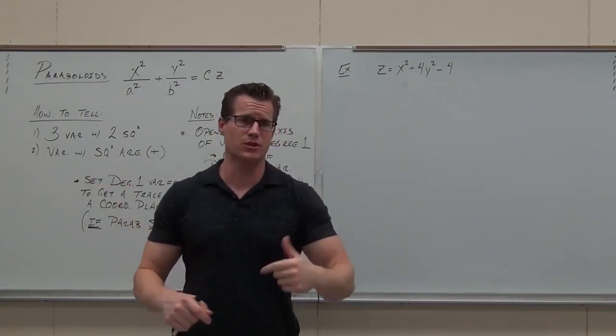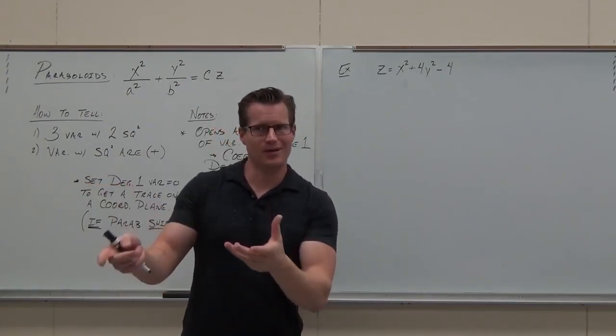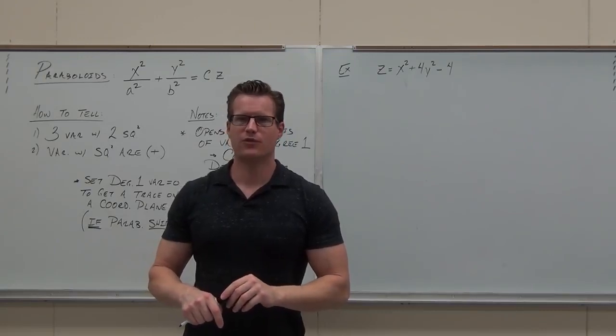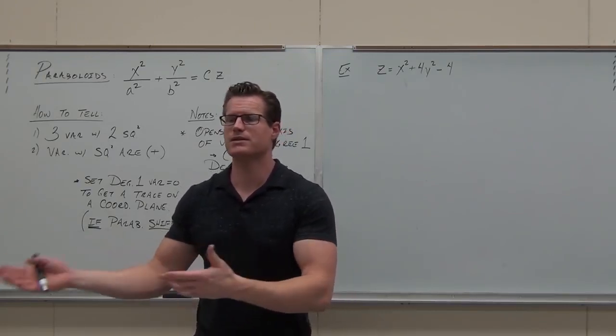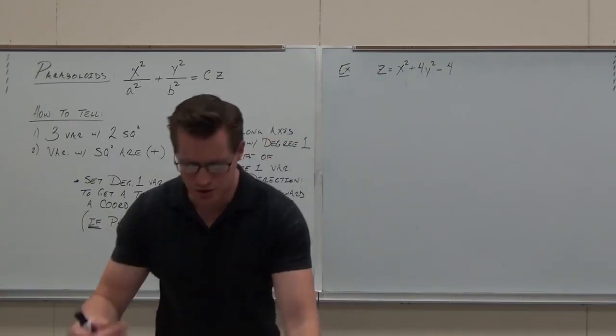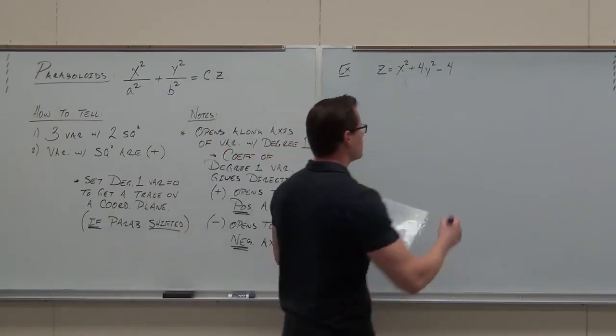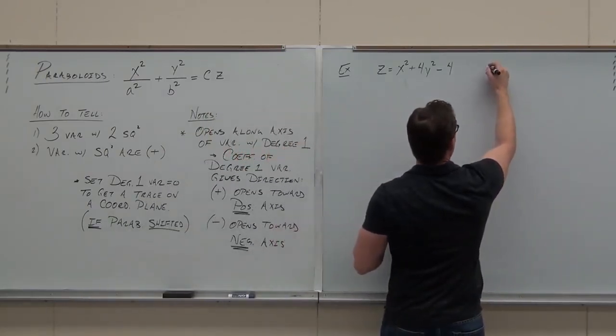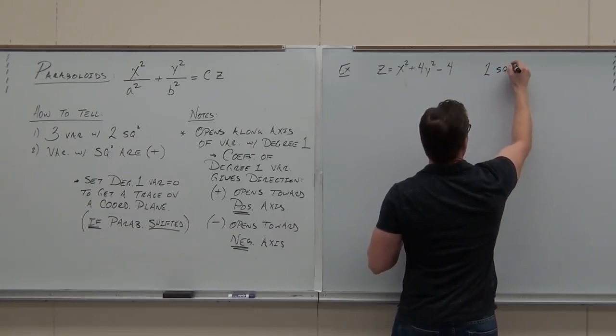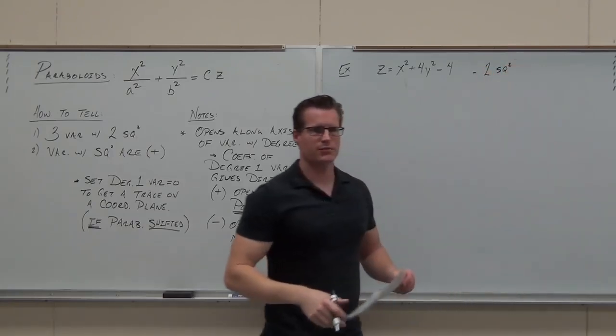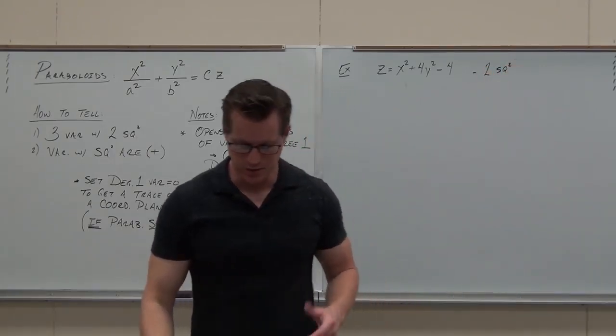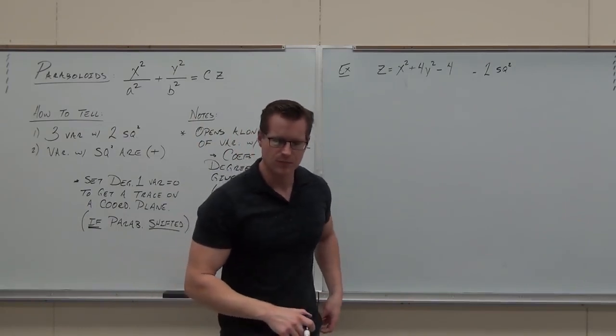Number one, how many variables do you got? 3. Okay, but what? One of them's not squared. One of them's not squared. Right there, that's none of our previous shapes. So this is a new shape. Remember talking about writing down everything? We're writing down everything. So we got 2 squares, we got our 3 variables.